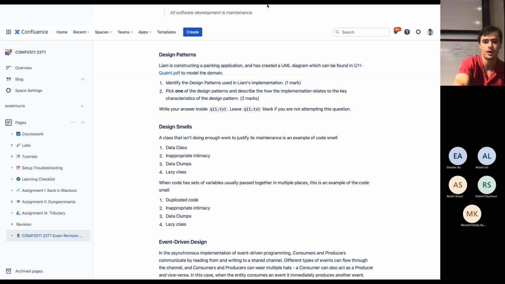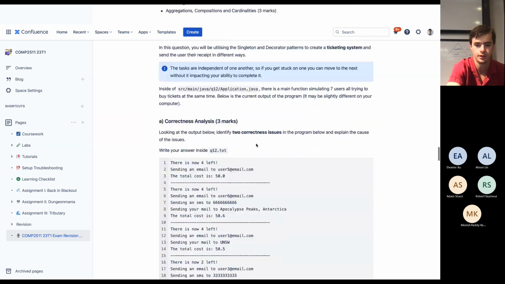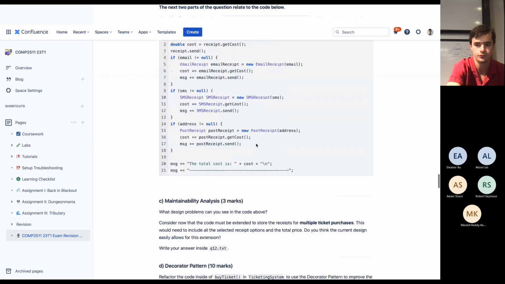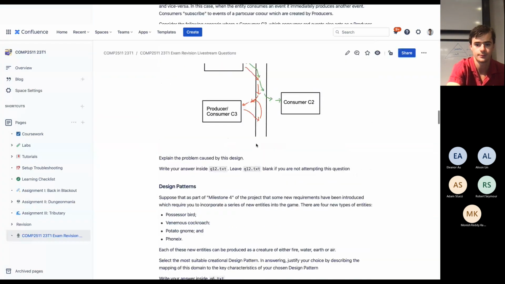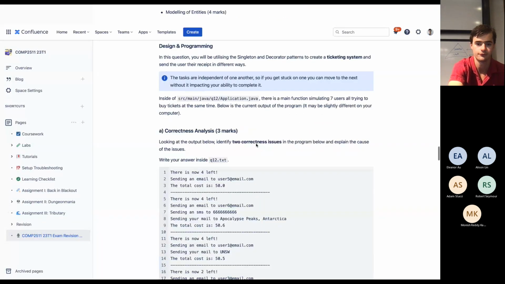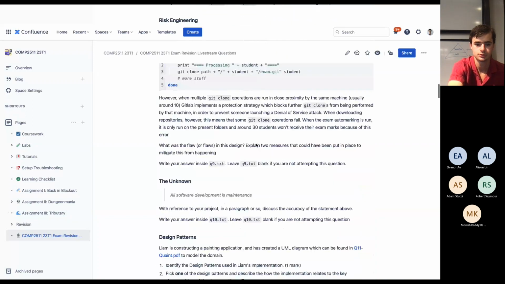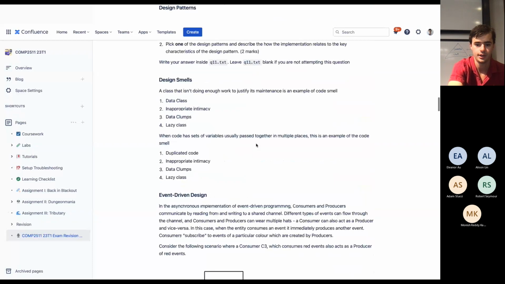What's the time? 4:53. We want to do some coding. I'll take a break, and we'll go until 5. We'll do a couple more theory questions, and then did you want to do the ticket one? Yeah. Cool. And then I'll finish with the GitLab one. Where are we up to? Design smells and event driven.